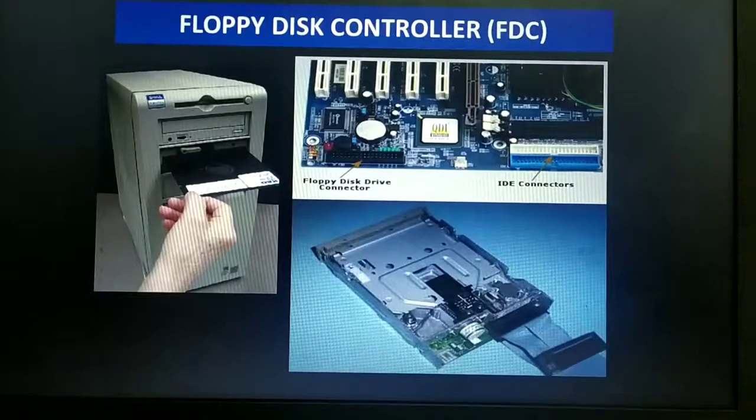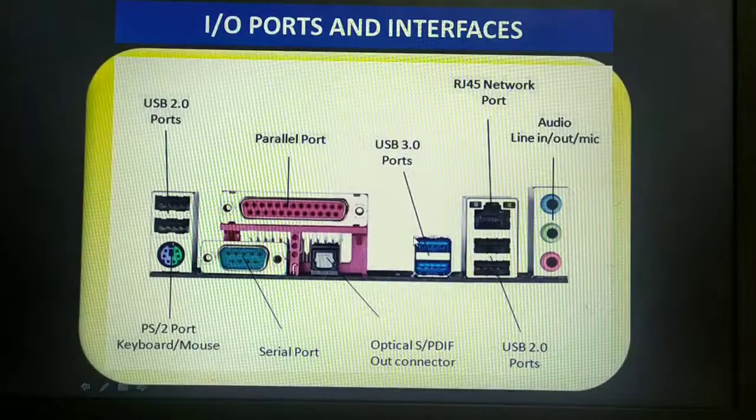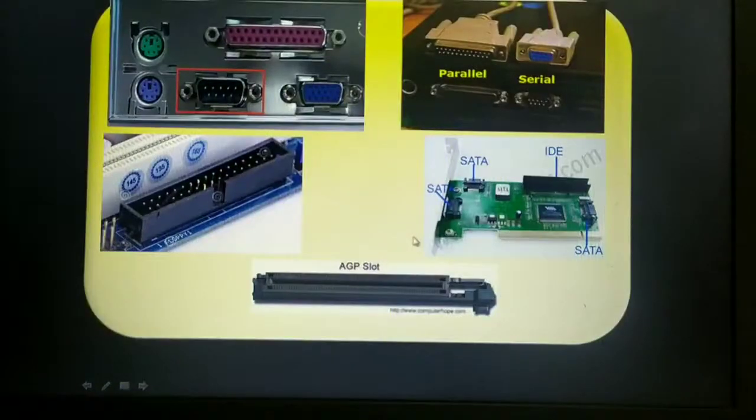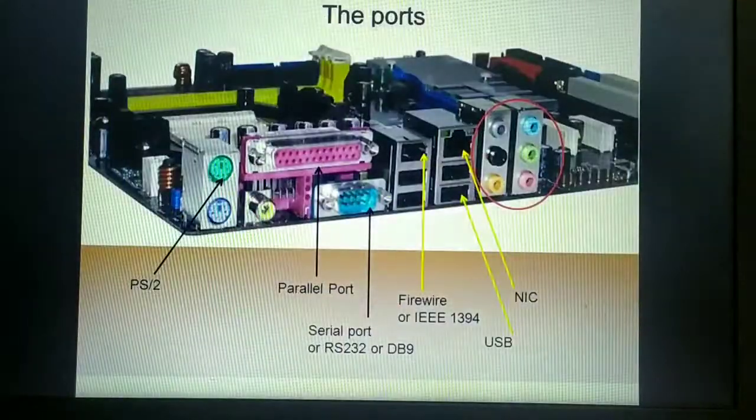Moving on to the next one, that is the input output ports and the interface. Now what exactly are ports? I'll show you here. These are the ports. You can see USB ports, parallel ports. We have different kinds of ports, and these are at the rear end, or the back side, of your computer system.